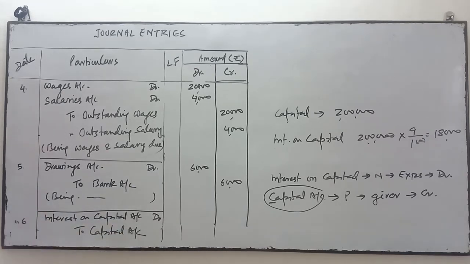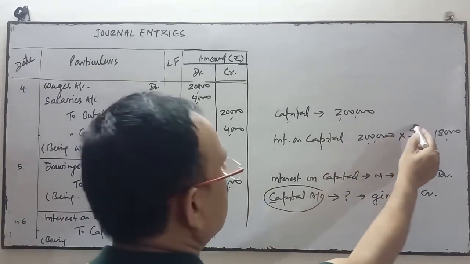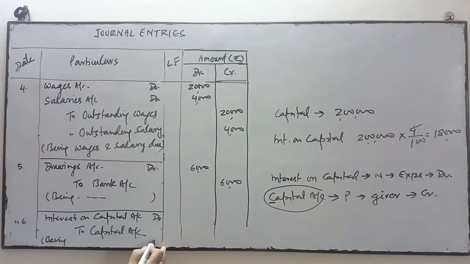We'll open the capital account and thereafter write the narration: being interest on capital provided at the rate of 9%. Meaning interest on capital provided. If you don't like to mention the amount, simply write being interest on capital provided at the rate of 9%. 9% is the rate of interest. You mention it in the narration and close this one.